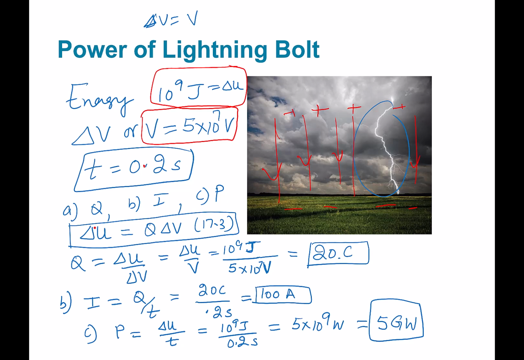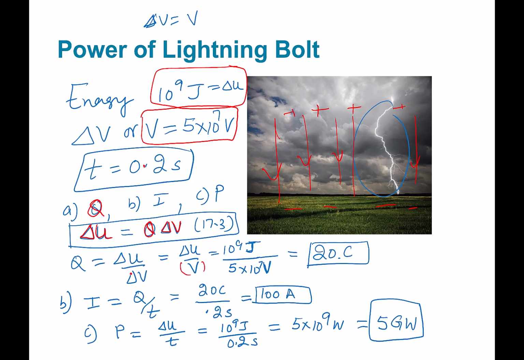I can find out first how much charge this lightning bolt holds. I know that electrical energy has a relationship with charge and voltage, which is potential difference, also known as QV. So you can go ahead and substitute the values or rearrange these terms.